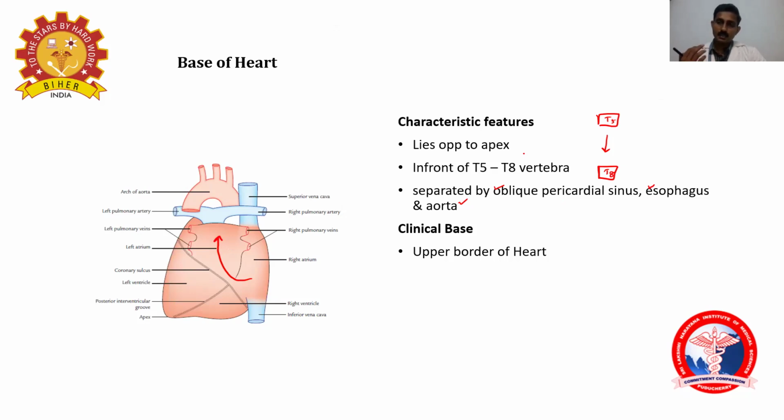So we have the ascending aorta, arch of aorta, descending thoracic aorta, and abdominal aorta. Which aorta will be lying here? So this is the arch of aorta. It will descend as the descending thoracic aorta. So the descending thoracic aorta is in relation to the base of the heart.